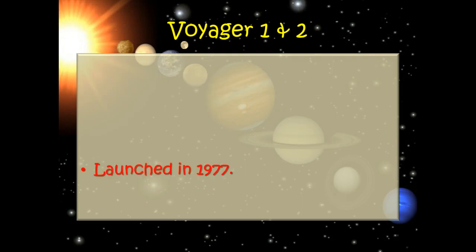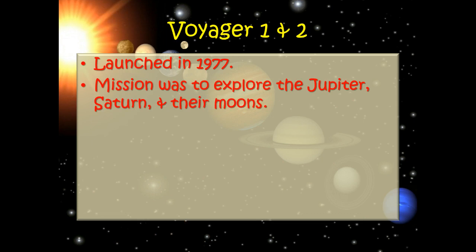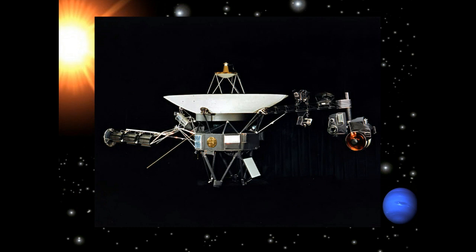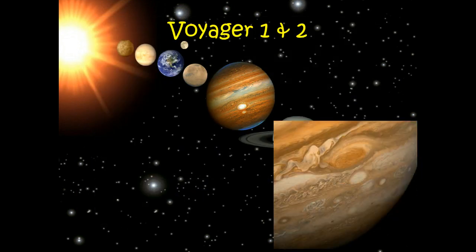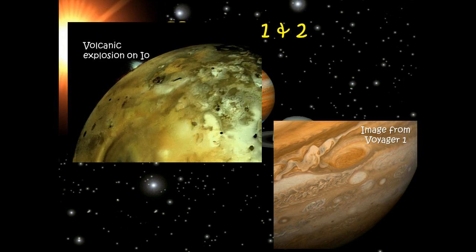Voyagers 1 and 2 were launched in 1977. Their missions were to explore Jupiter and Saturn and their moons. This is an image of Voyager 1. This is an image from when Voyager 1 was passing by Jupiter. And another which located an explosion from one of the volcanoes of Io.